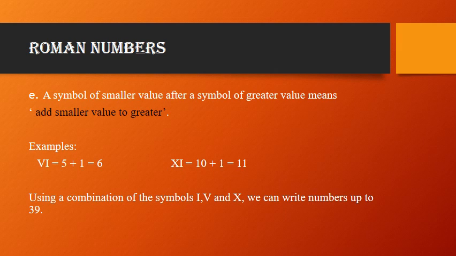Again, then the next example, children, X and I. The value of X is 10 and the value of I is 1. Here again the smaller value is written after the greater value. Children, whenever a symbol of smaller value is after a symbol of greater value, add smaller value to greater. So 10 plus 1 equals 11. Okay. Now children, using a combination of these symbols I, V and X, we can write the numbers up to 39. You need to study only 1 to 39.